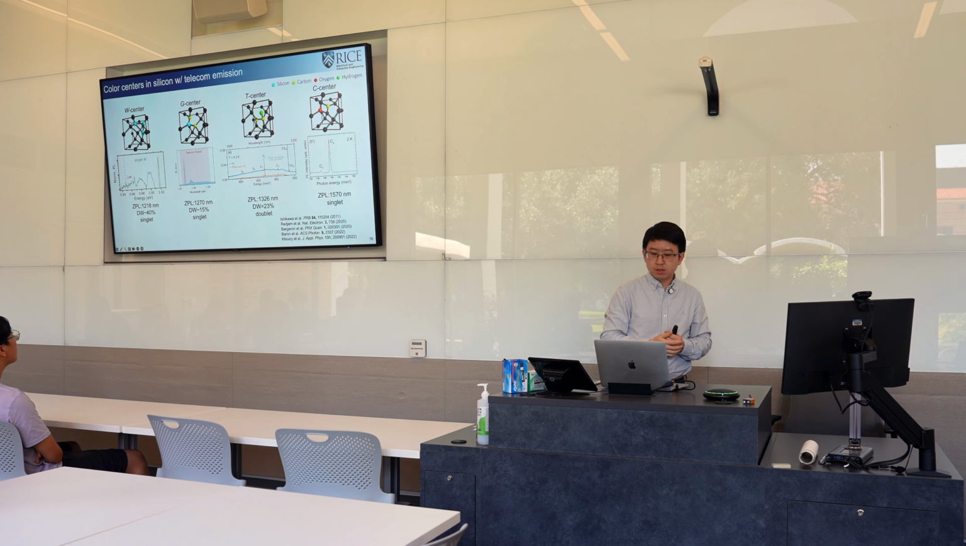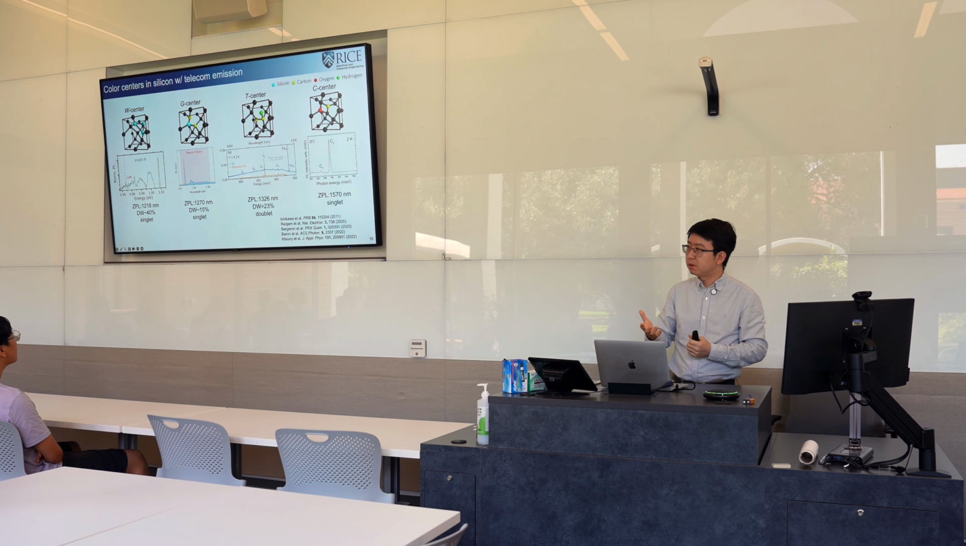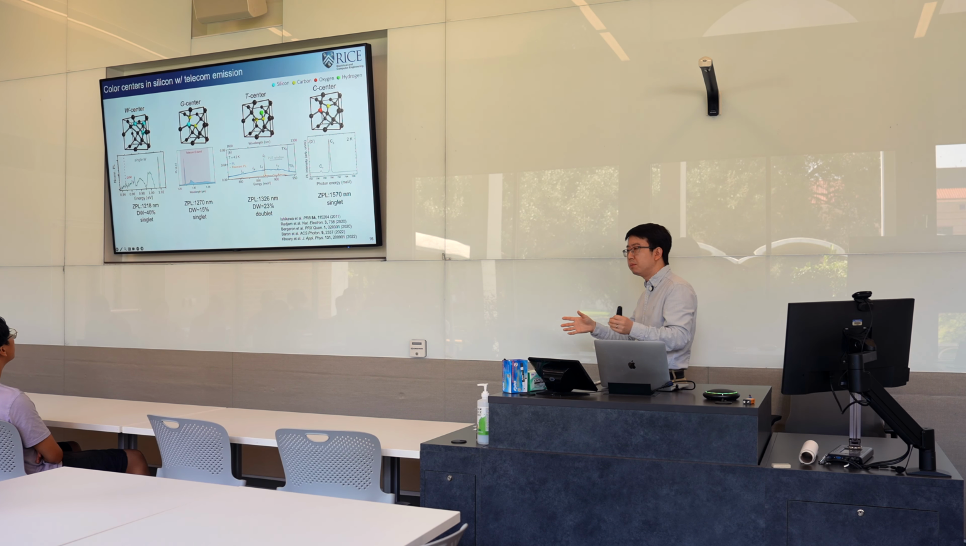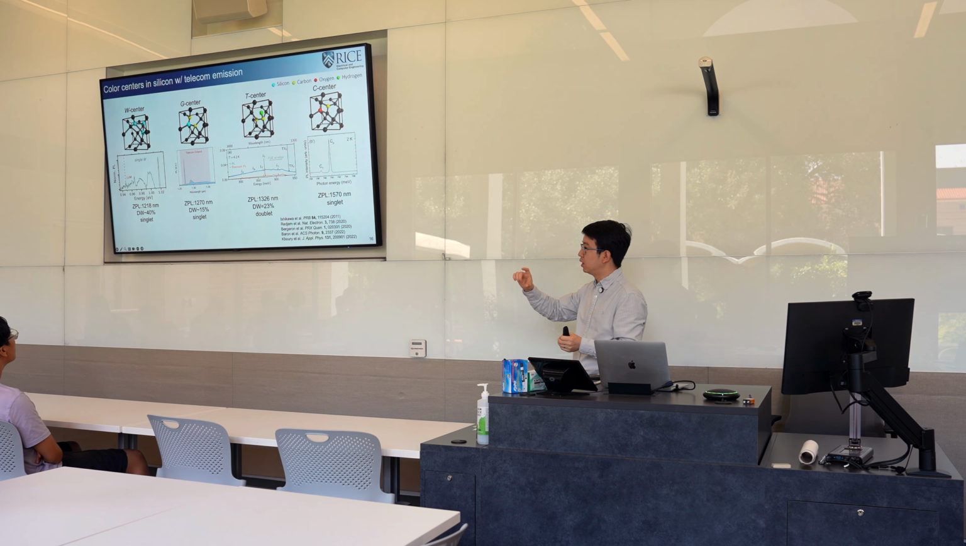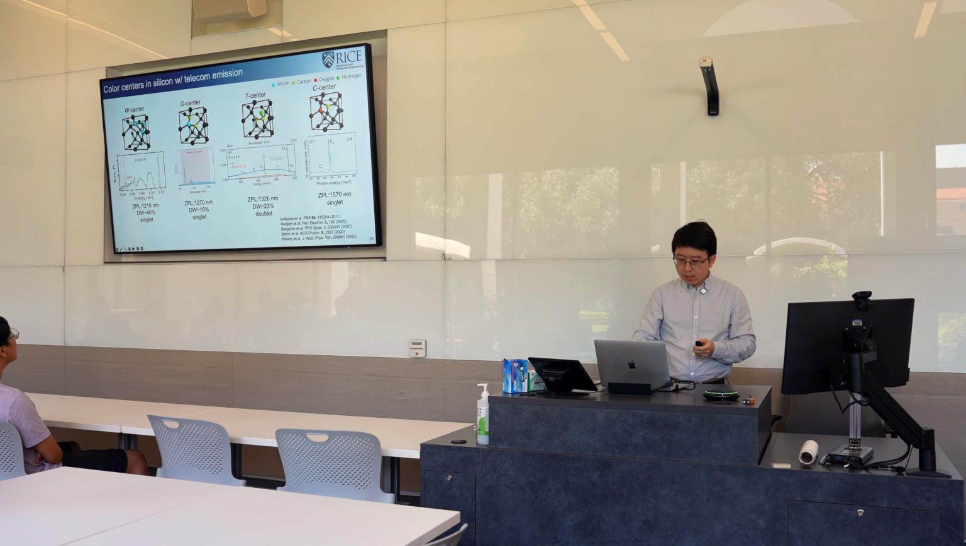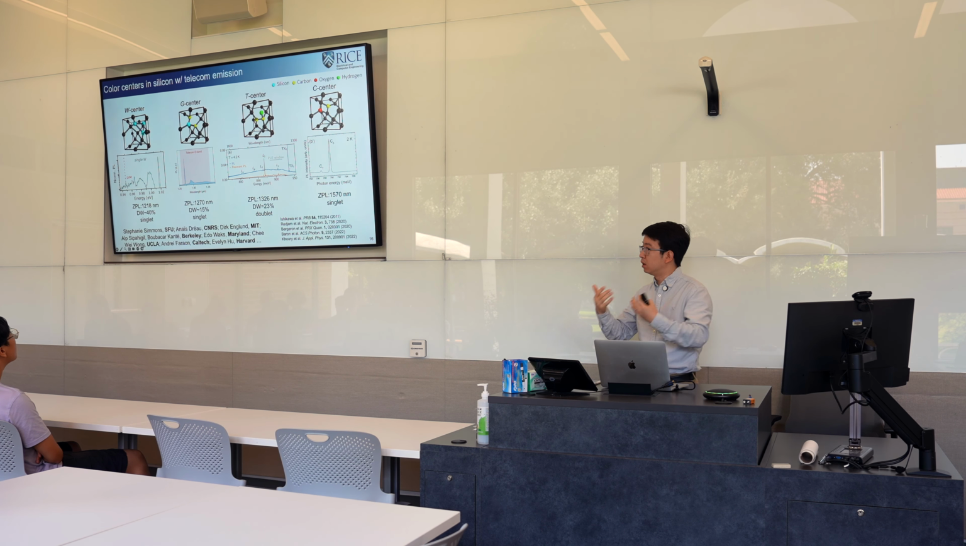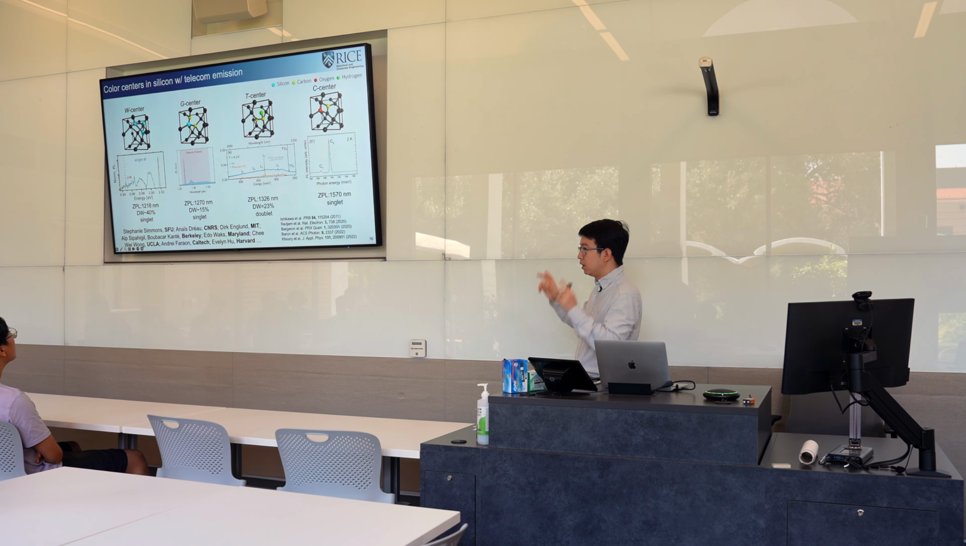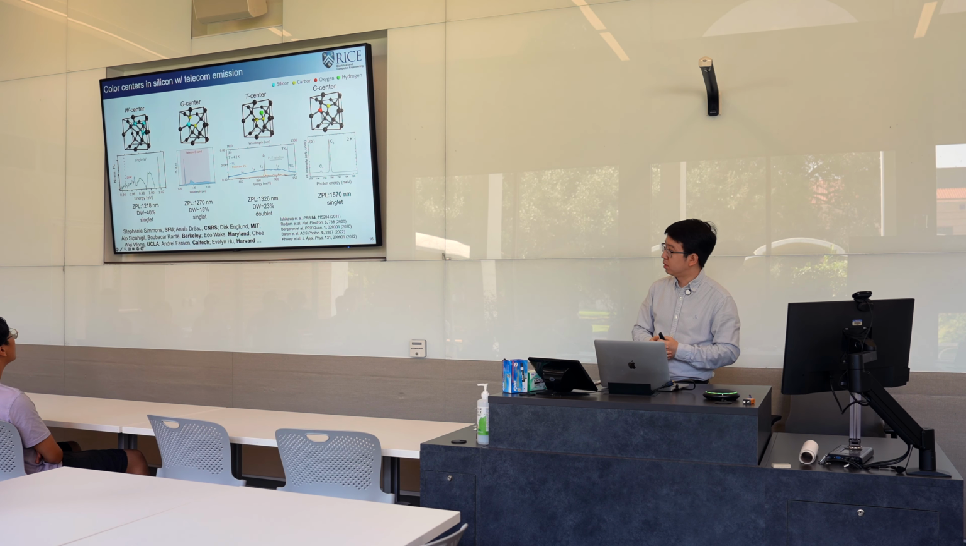But the T center has a ground state spin of 1/2, which means that if you apply a magnetic field, this 1/2 electronic spin will be split into up and down, and we can utilize that as our qubit. Okay. And this has been what we call a hot area, because people start to realize the potential of this T center, and now there's a global effort on the T center, and also on color centers in silicon research in general.